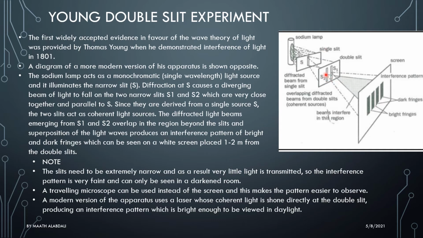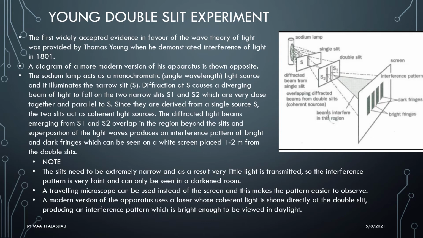Since the light is from a single source, the two slits act as coherent light sources, and the diffracted light beams emerging from S1 and S2 overlap in the region beyond the slits. Superposition of light waves produces an interference pattern of bright and dark fringes in here. This can be seen on a wide screen from 1 to 2 meters from the double slit.